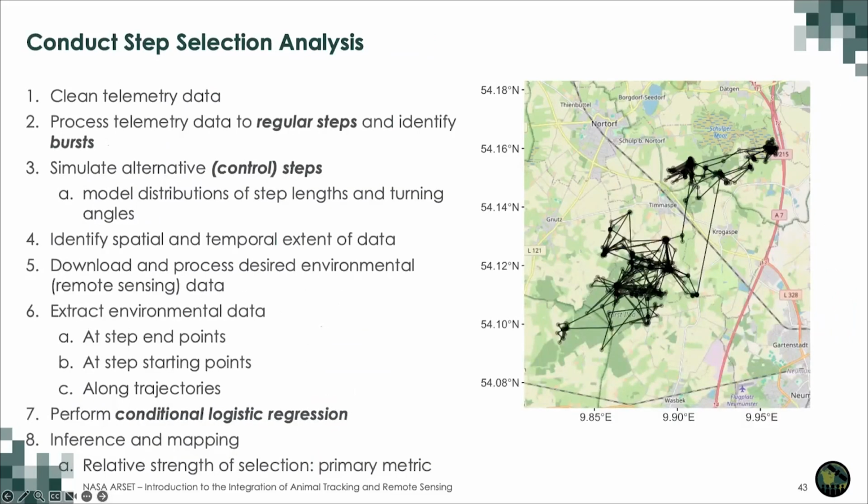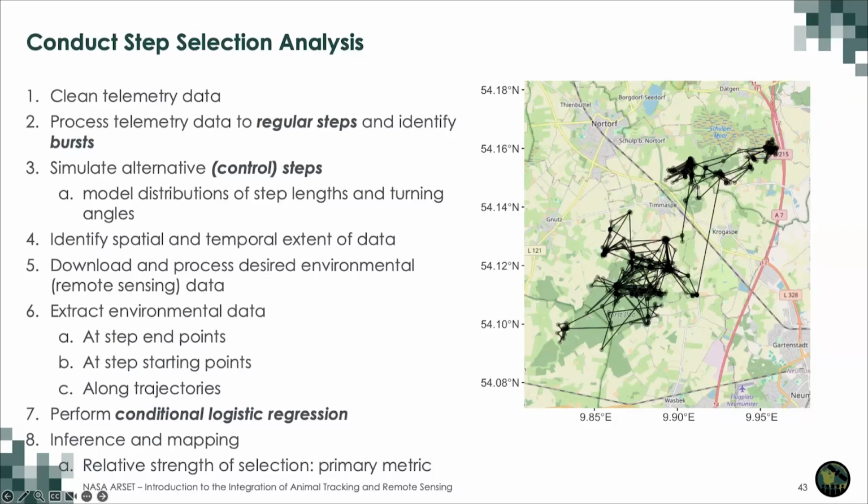We're going to move into R for a demo next, but first I just want to go through the key steps of performing step selection analysis. So the first step is to clean telemetry data and then process it to regular steps, including identifying bursts. So these are gaps in the data that are longer than our expected step interval. In this case, the deer data that we're going to load in have already had these two steps done on it.